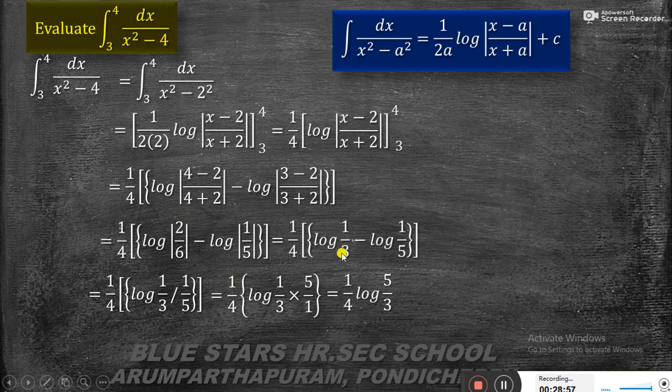In the next step, the log of 1 by 3, this is the numerator, minus the denominator. So we write log of a by b means log a minus log b. So we write log of 1 by 3 by 1 by 5, which implies 1 by 4 into, we cross multiply 1 by 3 into 5 by 1, so 5 by 3. 1 by 4 equal to log of 5 by 3. This is the answer for the given integral. That means integral 3 to 4 dx by x square minus 4 equals 1 by 4 log of 5 by 3. This is the answer.